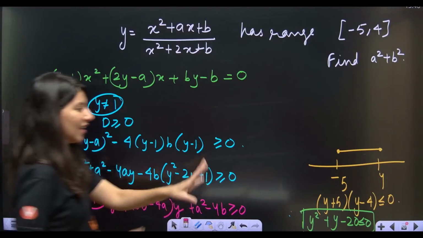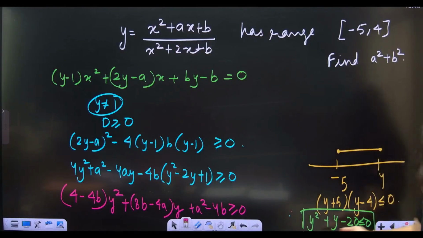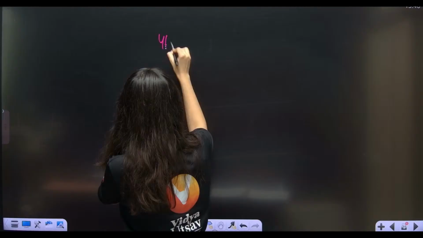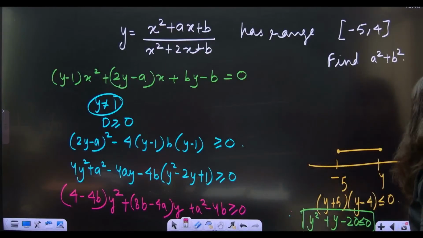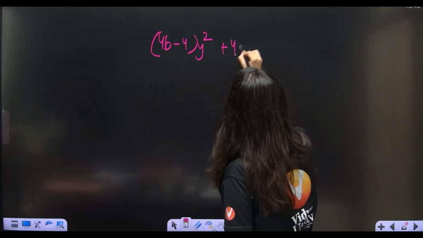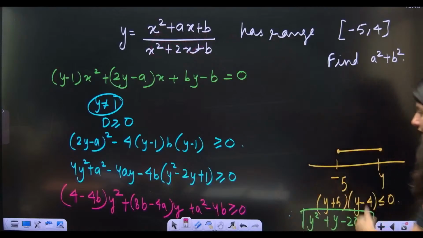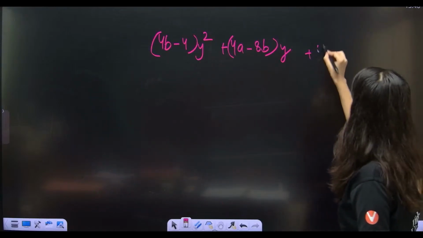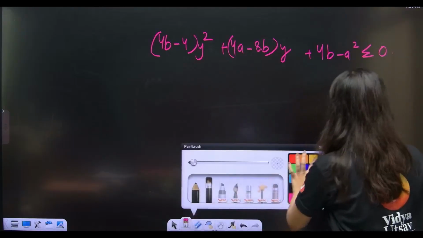But again, greater than is not my concern. So either you multiply the negative sign over here or here. So this is 4b minus 4 y square, then 4a minus 8b, then 4b minus a square less than or equal to 0.